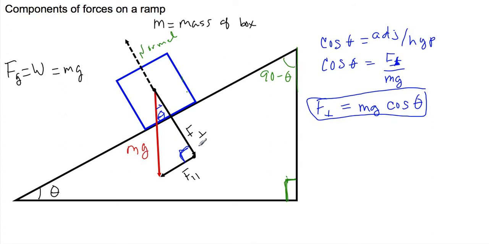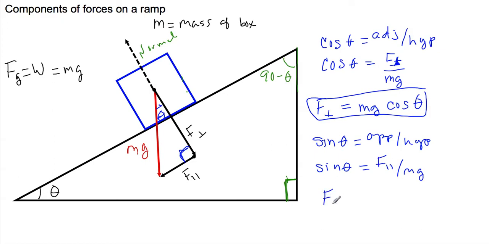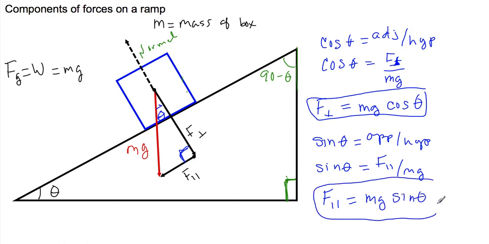Now, the other side, this parallel side, is going to be our sine function. And that's going to equal the opposite over the hypotenuse. So again, plugging in our symbols, sine theta is equal to F parallel over mg. And solving again for F parallel is going to equal mg sine theta. This one's probably the more useful, the one you're going to use more often than not, because that tells us how much force is actually pushing this down the ramp.